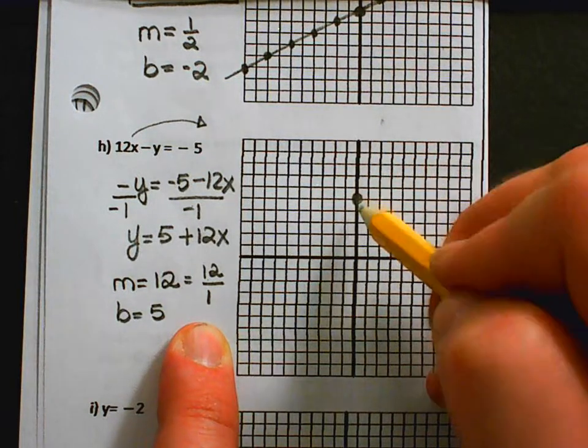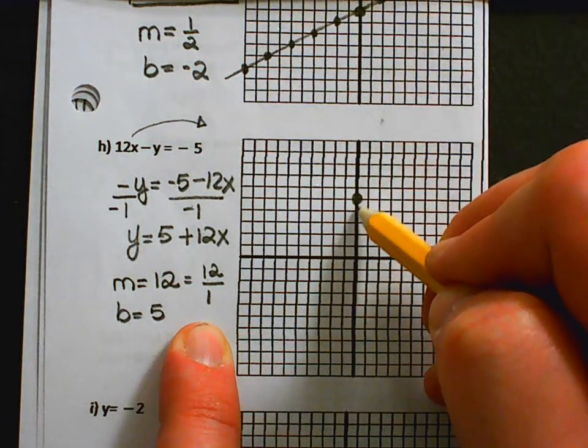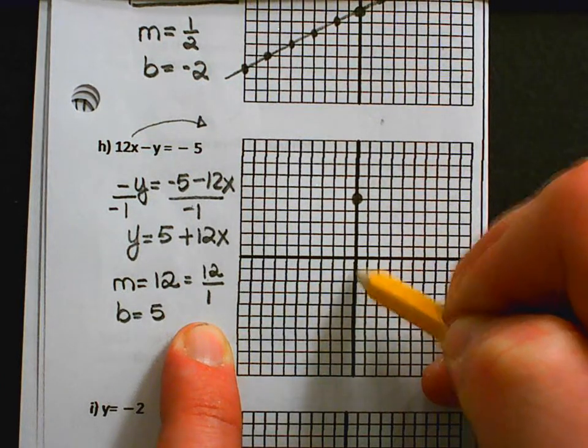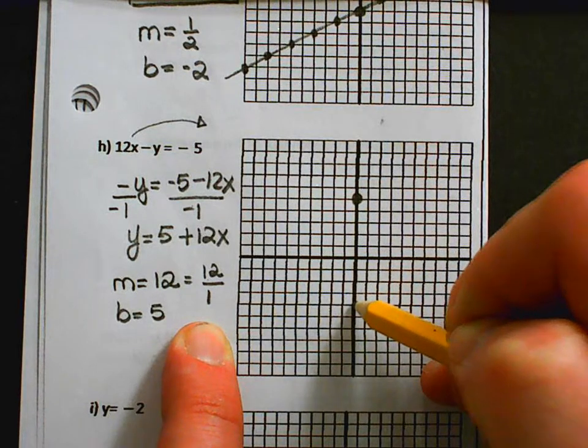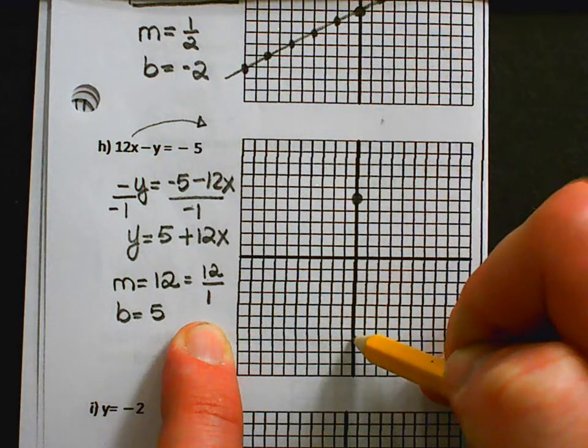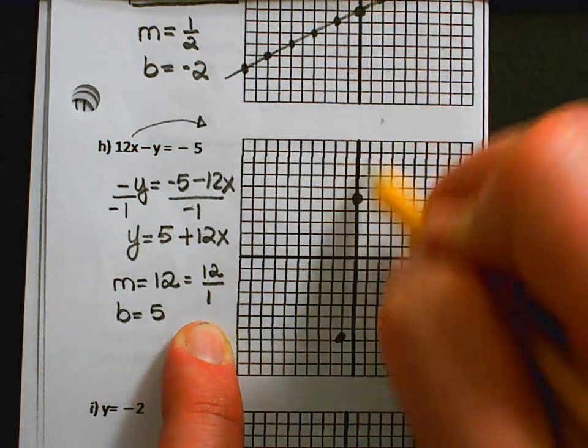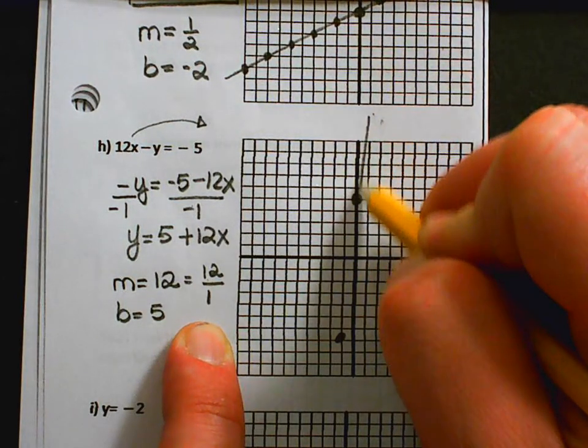So now we're going to do the opposite. We're going down 12. So 1, 2, 3, 4, 5, 6, 7, 8, 9, 10, 11, 12 over 1. Okay, so there we go.